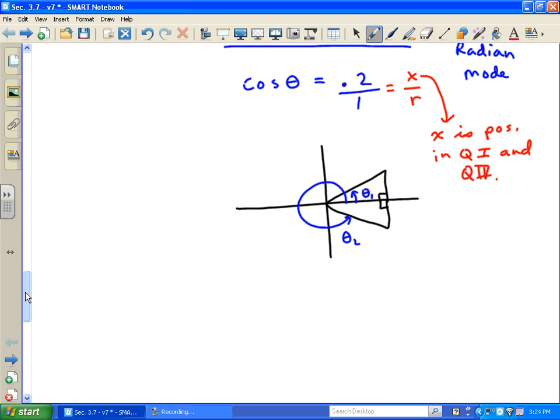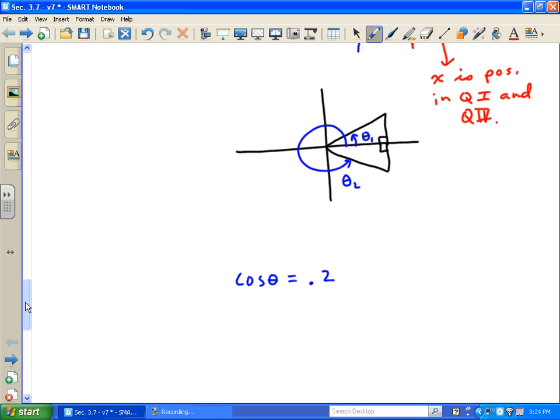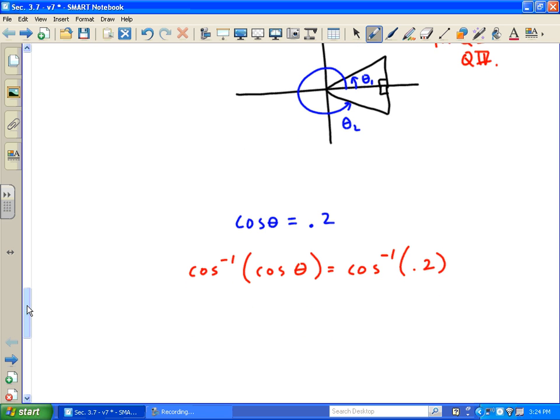For this particular kind of problem, with cosine of theta equals 0.2, if I'd like to solve for my theta value, then what I can do is take the inverse cosine of both sides. What happens on the left-hand side is I'm taking the inverse of cosine, so the cosine inverse cancels with the cosine, and that leaves you with just theta, which is what you're trying to find. And then on your calculator, you're going to perform cosine inverse of 0.2.